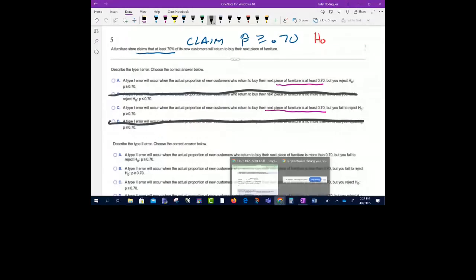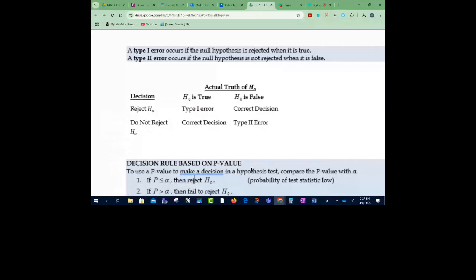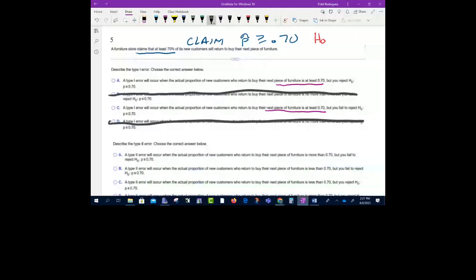Because we're looking for when the claim is true, okay? But it's true, but we're going to do what? We're going to reject it. Do you see that right here? A type 1 error occurs when H0 is true, but we reject it. So look, y'all, I'm going to look at which one of those says it is at least 70%, but we reject it. Wouldn't that be choice A? Boom. That's how I'm going to use that little cheat sheet. Does that make sense? And how we use that little cheat sheet?